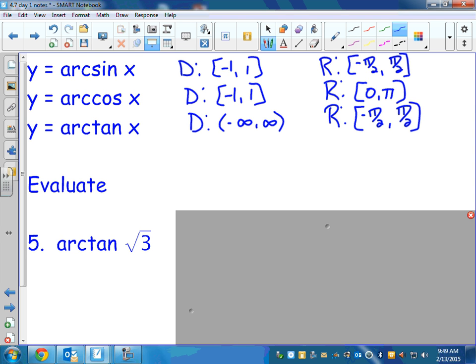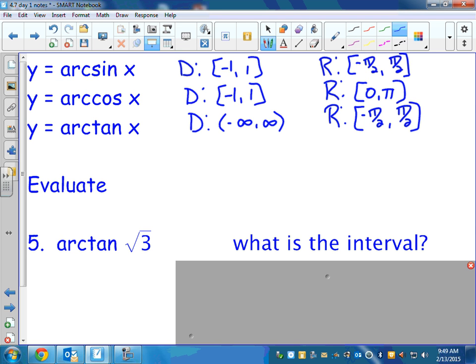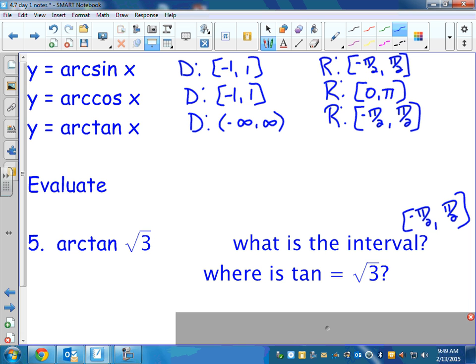If it helps, I think I wrote this out here. These are the questions that you ask yourself. You should be saying, what answer can I give? What is my interval? For tangent, your answer is stuck between negative pi halves and pi halves, so don't give me an answer outside of that. The other question you should be asking yourself is, what does this mean? It's saying, what angle, or where, does tangent equal square root of 3 on this interval? You're trying to find the angle here. What theta value has a tangent of the square root of 3?